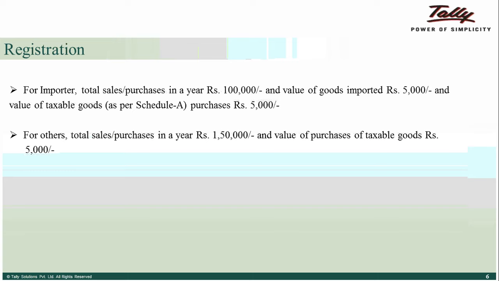And for others, here it is any person who has not yet paid the octroi or the LBT, who doesn't come under the purview of the LBT. If he is having total sales or purchases in a year summing up to rupees 1,50,000, and the value of such taxable goods is rupees 5,000, he has to register under LBT.